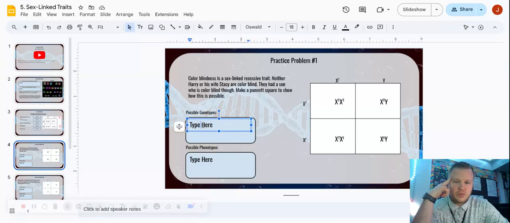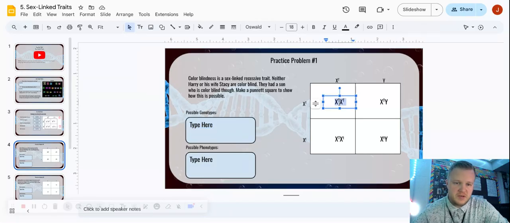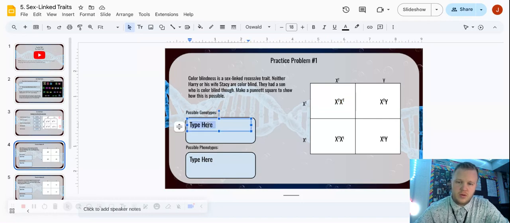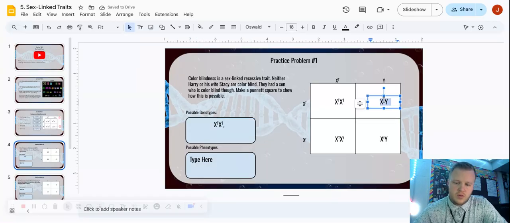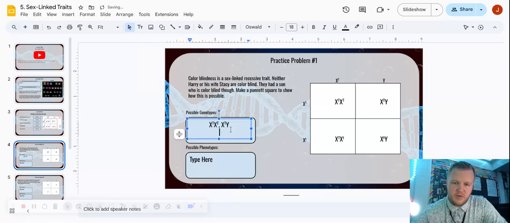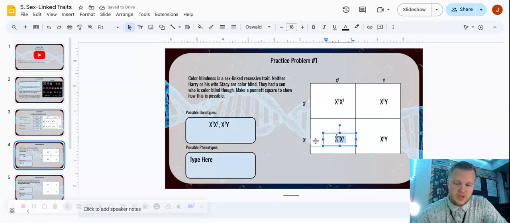And so your possible genotypes, we've got 4 of them. I'm just going to copy them. I'm going to be smart. And we're going to go Control C, Control V. I don't want to type all that. It's a lot of typing. All right, we've got 4 different genotypes here that they could be.